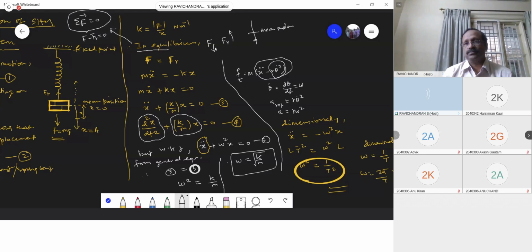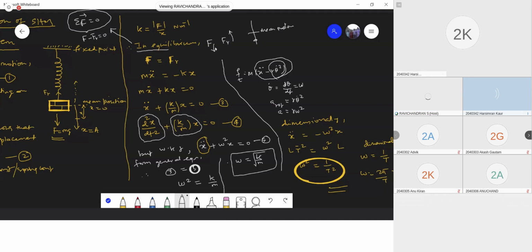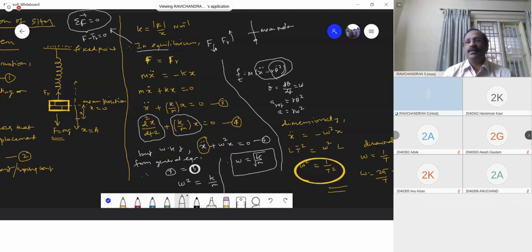Sir, F is actually the distorting force? F is called the restoring force. F is called the applied force. The other force is restoring backwards. You want to call it the restoring force? No, this is the restoring force. It is restoring backwards. Oh, okay, sir. Okay, thank you.